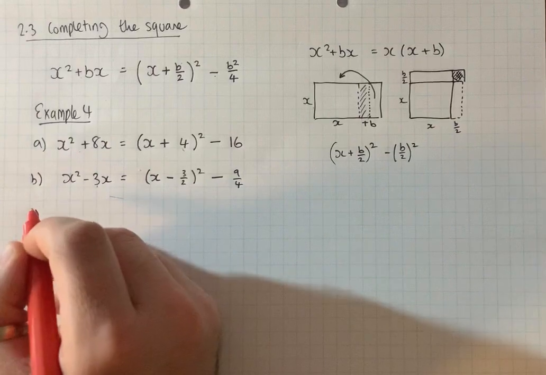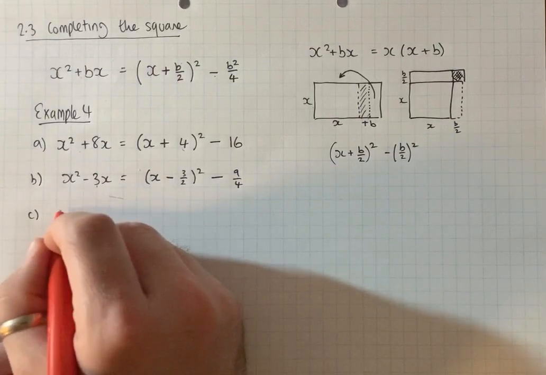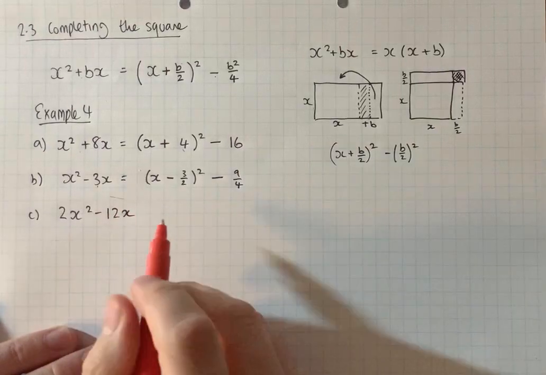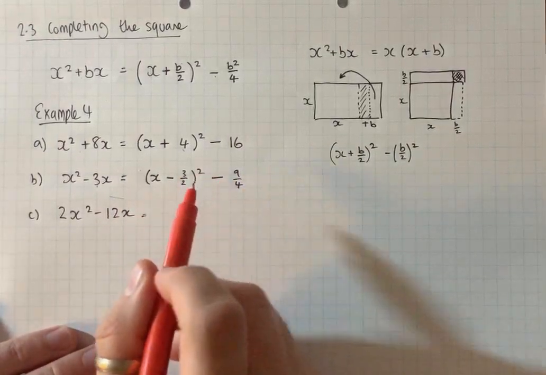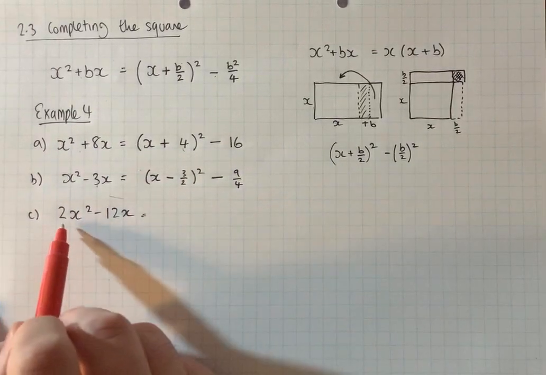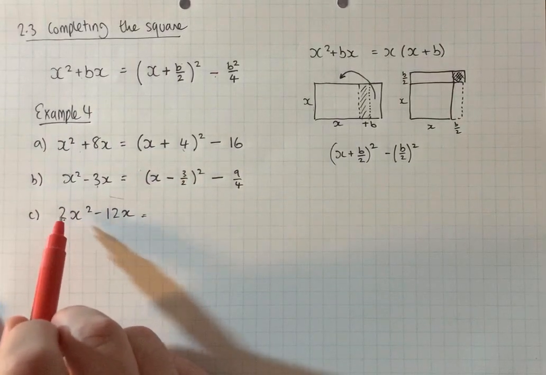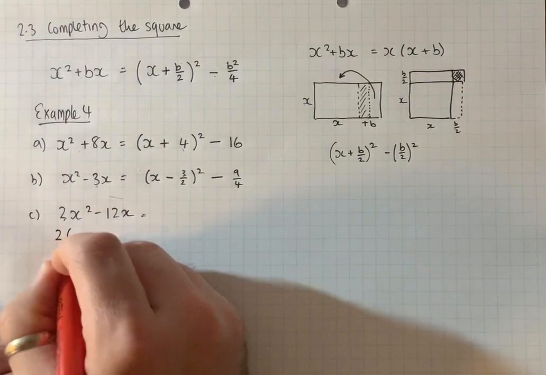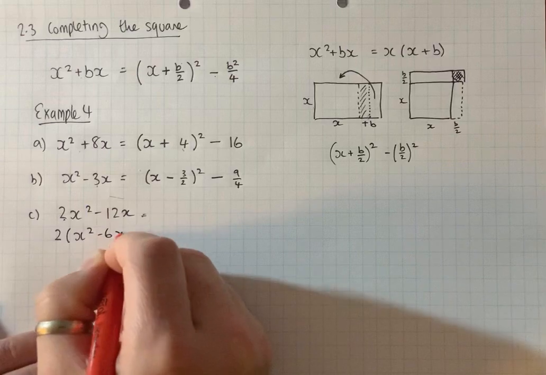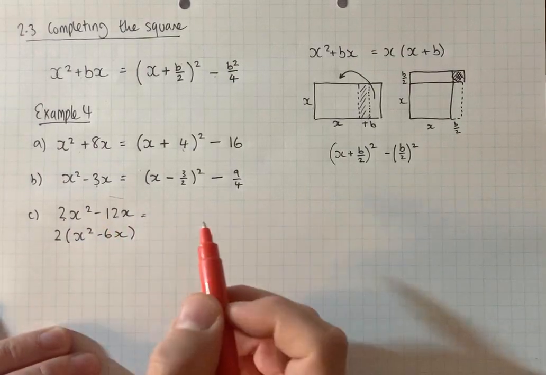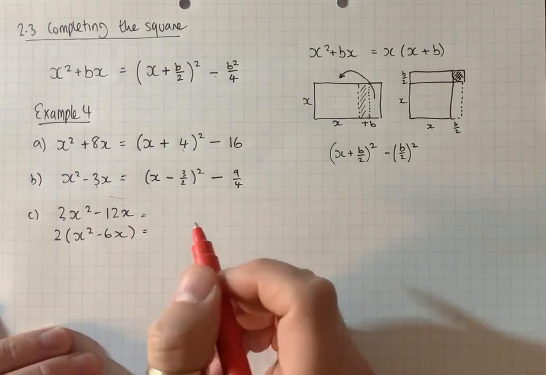C. C is a bit more difficult. 2x squared minus 12x. Now we can only follow this process where we've just got 1x squared. So what we need to do firstly is take this 2 out and factorise 2 out. So we're first going to rewrite it as 2 brackets, x squared take away 6x. 2 times x squared is 2x squared, 2 times 6x is 12x. So you've got the same thing.